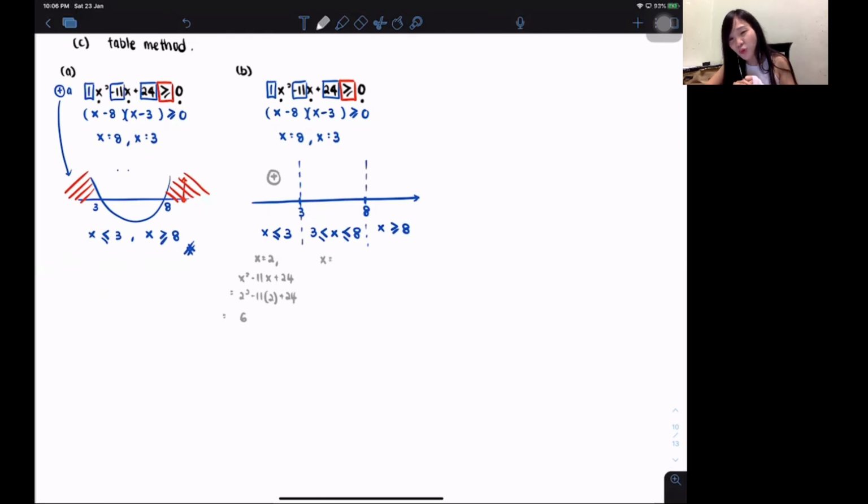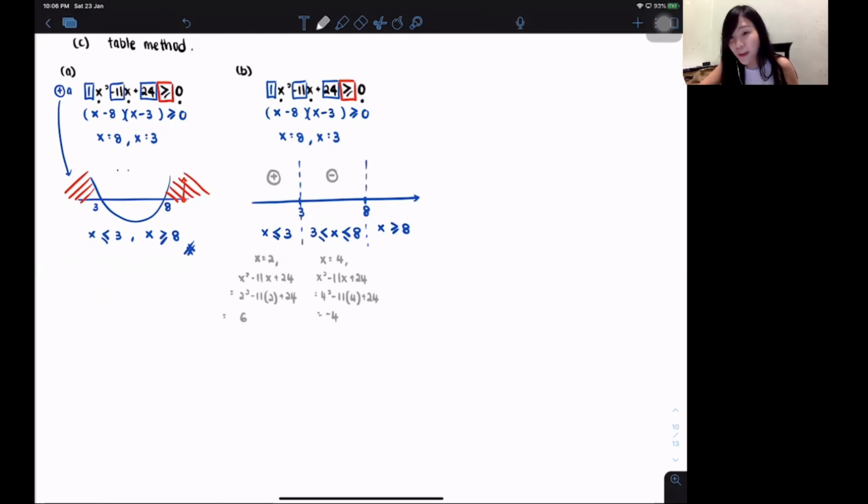Now for bigger than 3 and smaller than 8, let's say 4. Or you want to sub 5 also can, okay? I didn't stop you. So let's say I sub 4. Again, I sub into the same equation because I've been doing these questions. So I sub 4 inside: 4 squared minus 44 plus 24. I get negative 4. Now you know on this part, if I sub any number in between 3 and 8, it will make that part negative.